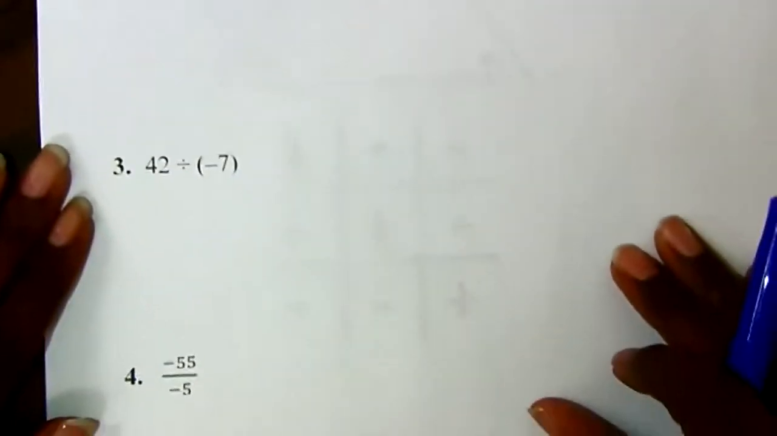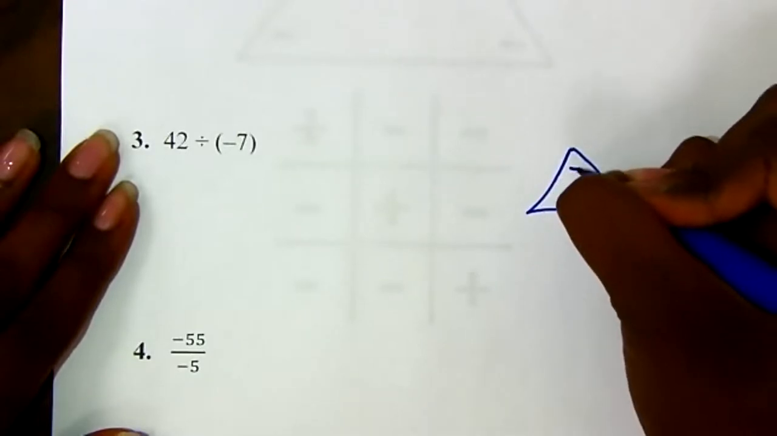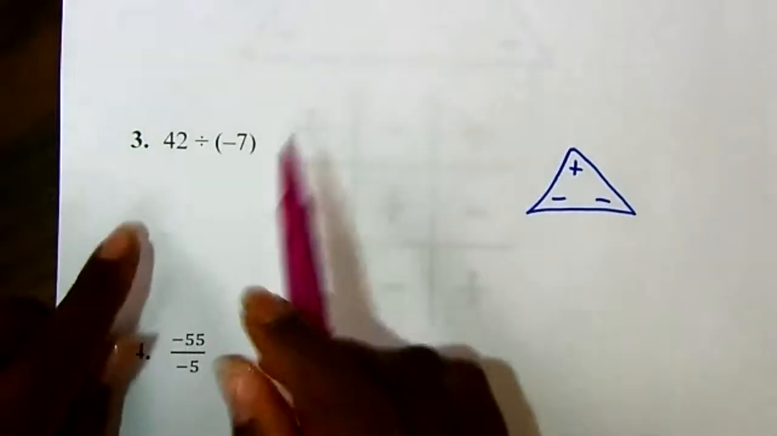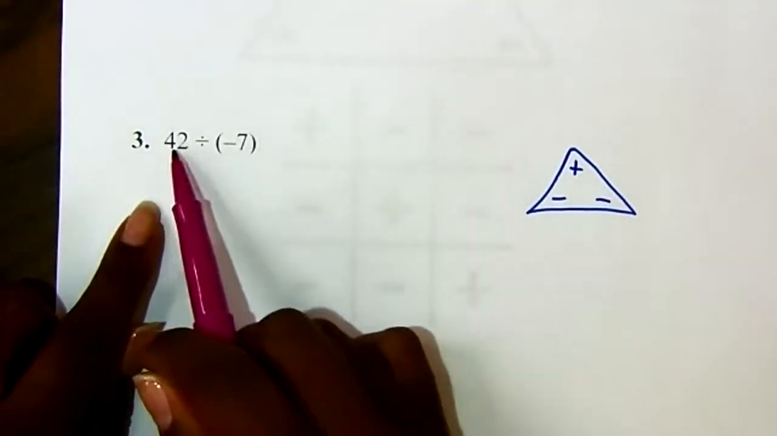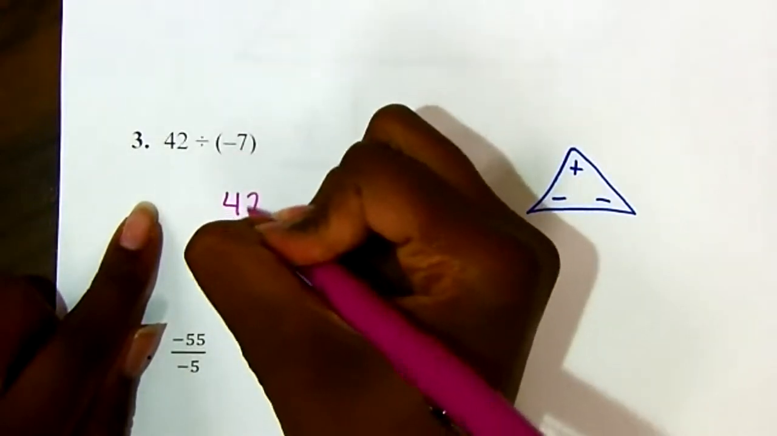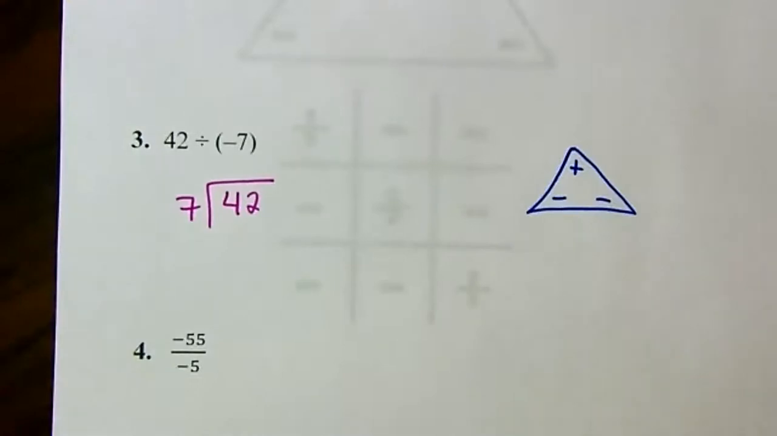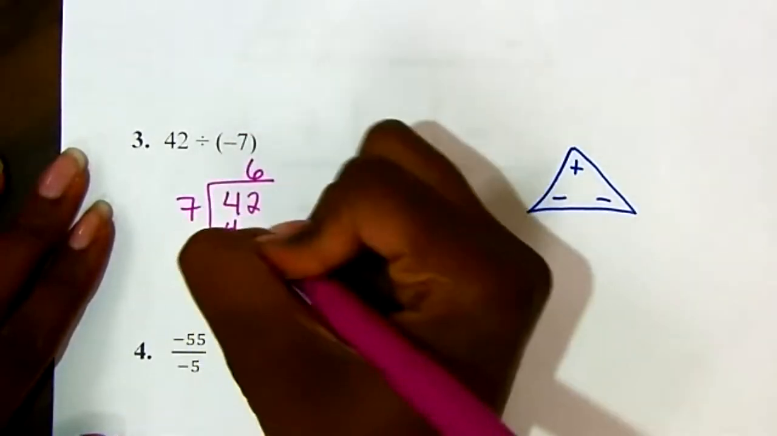All right, so that's multiplying. Let's look at the division. I'm still going to use my triangle. Positive, negative, negative. All right, so again, I'm going to ignore the negative and positives. I'm just going to do what it says. It says 42 divided by 7. What is 42 divided by 7? 6. Good job. 6 times 7 is 42.